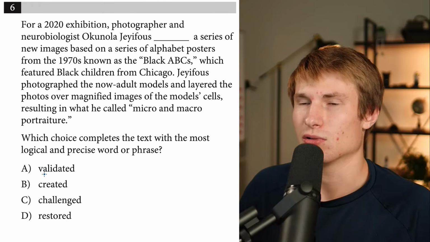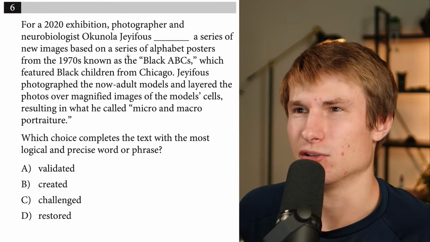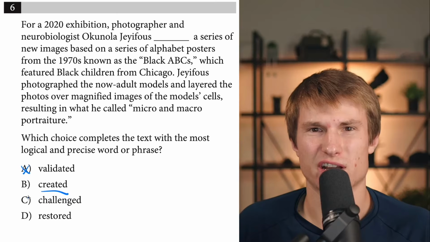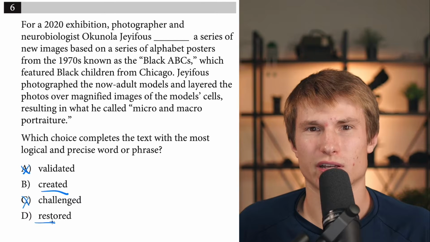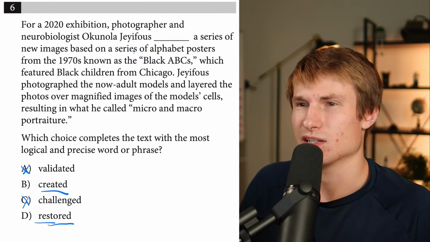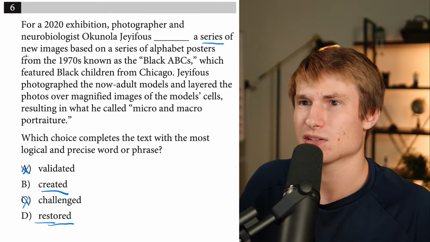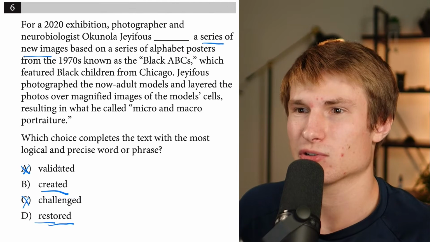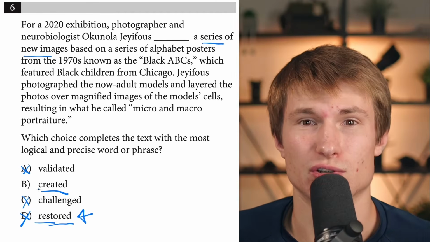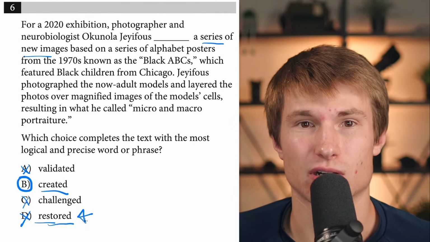All right, well, we wouldn't say that he validated a series of new images. We would say that he created, which looks really strong. We wouldn't say that he challenged a series of new images. Restored, okay, so between restored and created. So we've got a series of new images, okay? Since it's a series of new images based on a series of the alphabet posters, we wouldn't say that he restored because these are new. Okay, so that'd be the problem with restored, is that these are new, which indicates they are created, not restored. Answer has to be B.